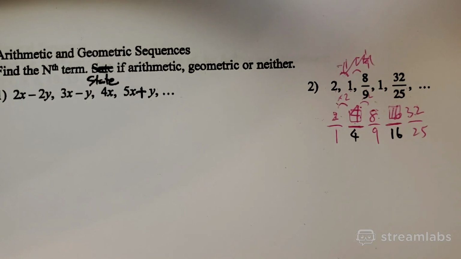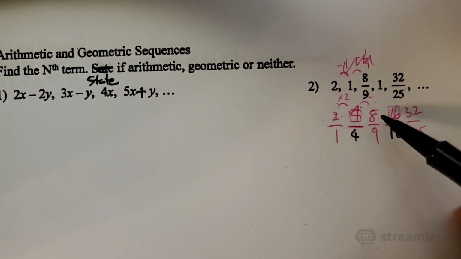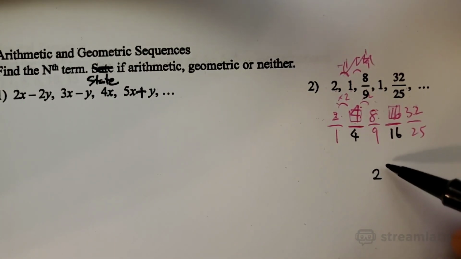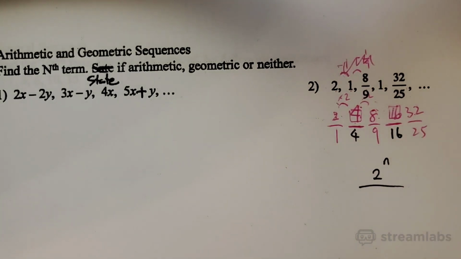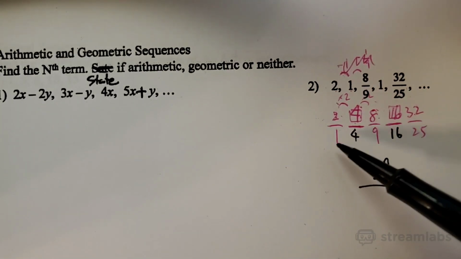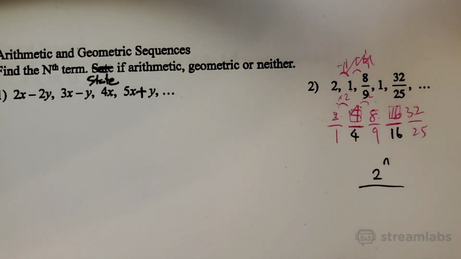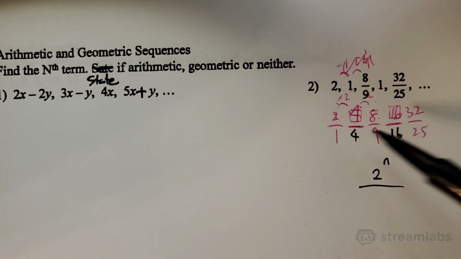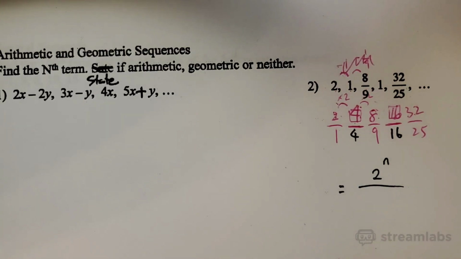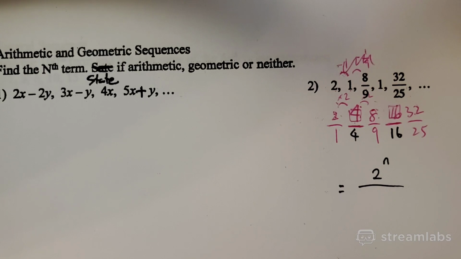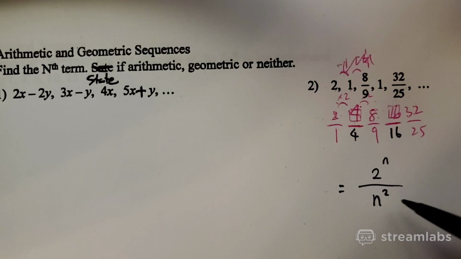Alright? So then, let's look at the top. 2, 4, 8, 16, 32. That's what? 2 to the n, right? That's geometric. What about the denominator? 1, 4, 9, 16, 25. What would you think about? What is this? Any takers? They're squares, right? Then that's it. That's the nth term.